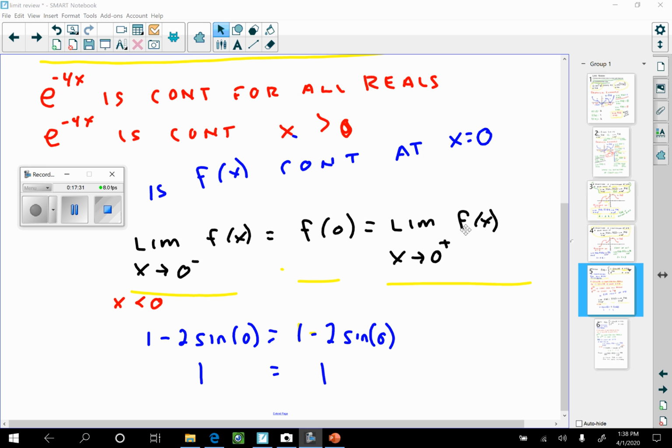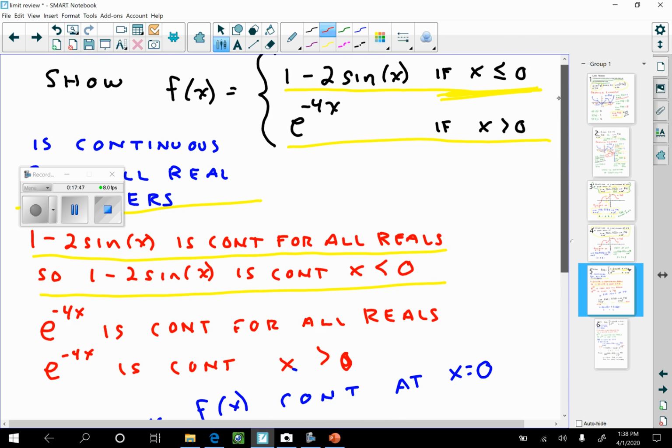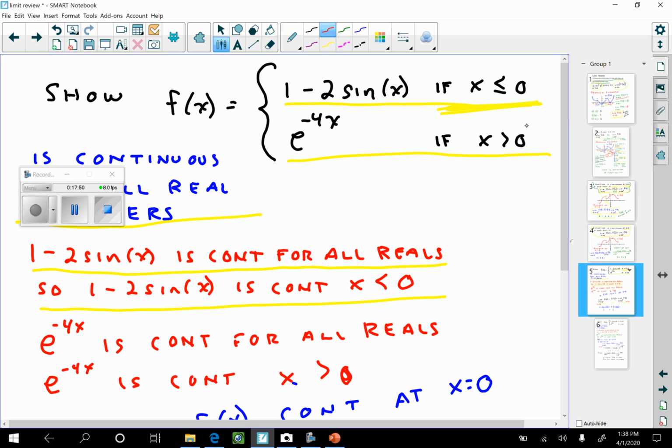So now we're going to look at this piece right here. What do I know about this piece? If I'm approaching 0 from the right, I know that x is going to be greater than 0. So what piece am I going to look at? I'm going to look at this piece right here, and I'm going to get ever so close to 0 from the right. If I just did a number line, x is greater than 0, and I'm approaching 0 from the right, because when x is greater than 0, it's e to the negative 4x.